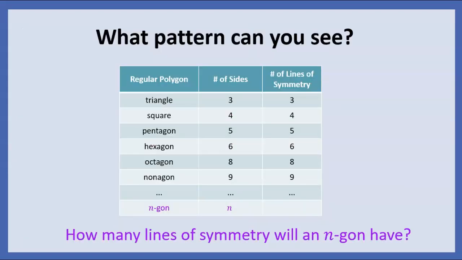So can you see a pattern forming? Do you see a pattern in this table? And if you do, can you tell me how many lines of symmetry will an n-gon have? Just a generic n-gon. We don't know how many sides. It has n sides.